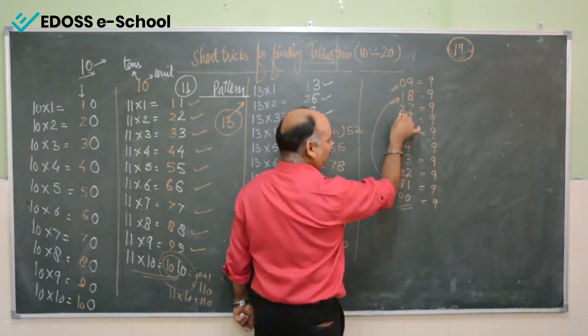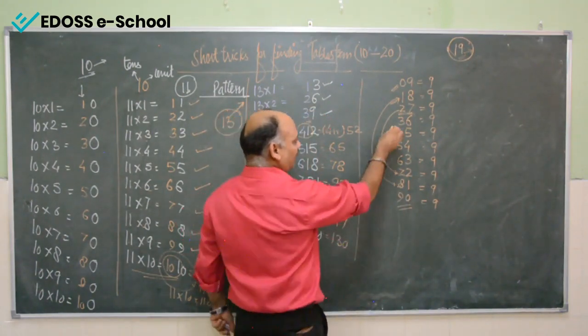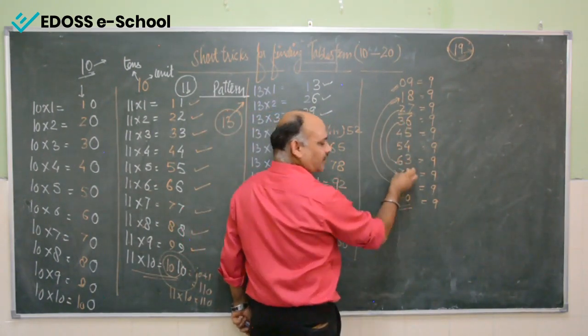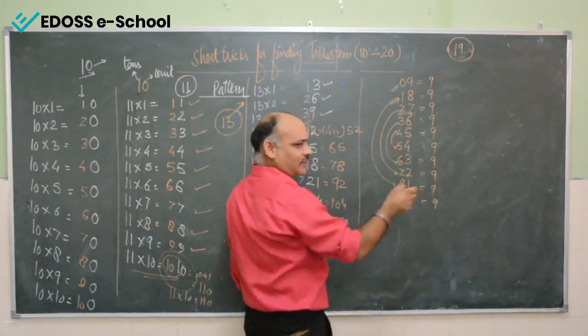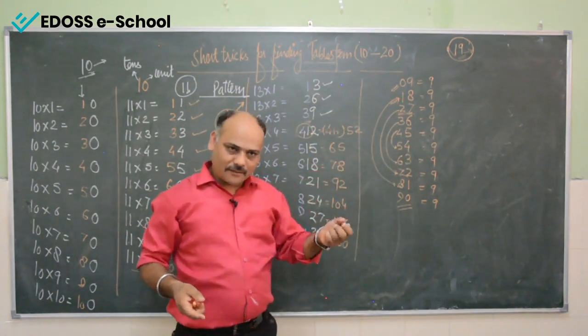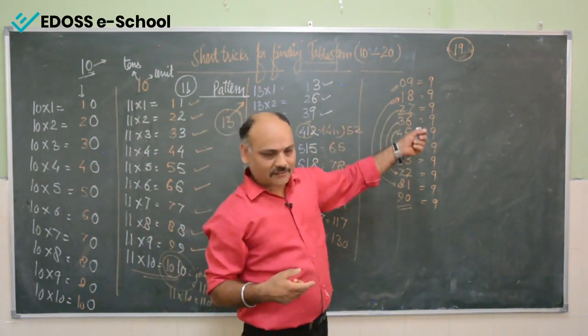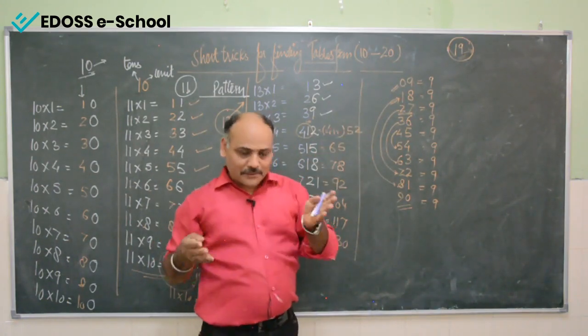Then see, 27 and 72, these are also reversible, interchanged. Then 36 and 63, they are also interchanged. 45 and 54, these are also interchanged. That's why I called it a magic number. Now my aim was to tell the table of 19.